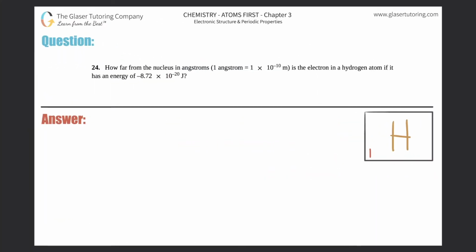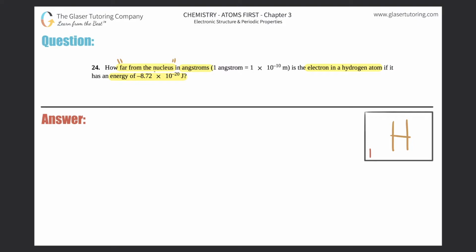Number 24. How far from the nucleus in angstroms, where 1 angstrom equals 1 times 10 to the negative 10th meters, is the electron in a hydrogen atom if it has an energy of negative 8.72 times 10 to the negative 20th joules? Okay, so the question is asking how far from the nucleus.